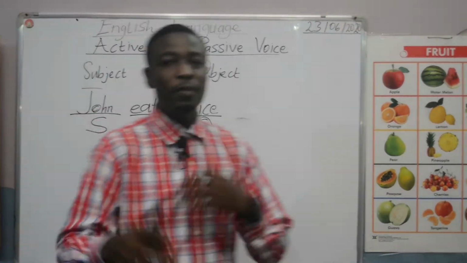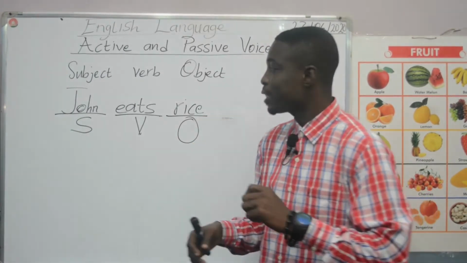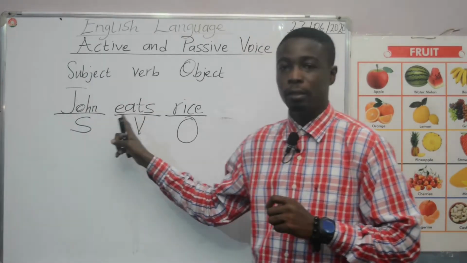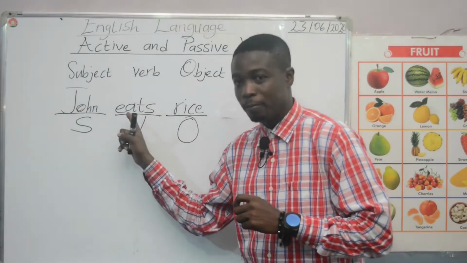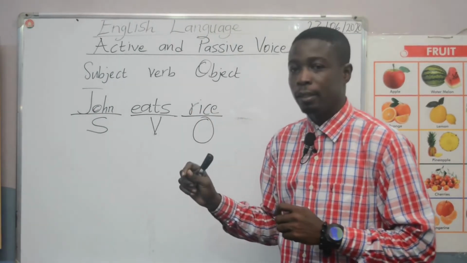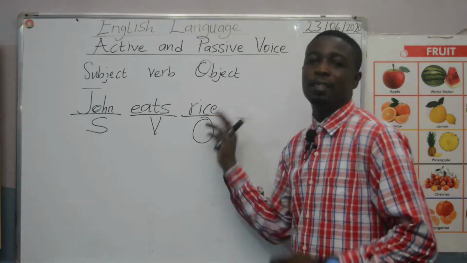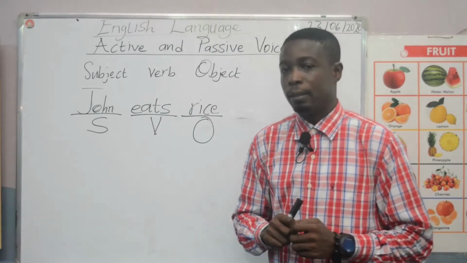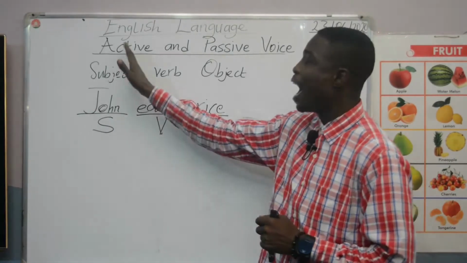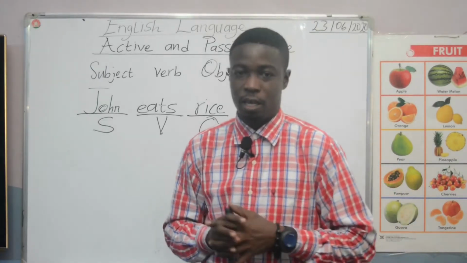Now, a quick revision of subject and then object. As we learned in our previous lessons, John, or the subject, is the one who is doing the action. And the action here is the eats. And then the object is the one who is suffering the action. So here John is doing the eating, and then rice is suffering the eating. So this is the normal voice, that is the active voice that we always use in our daily English speaking.